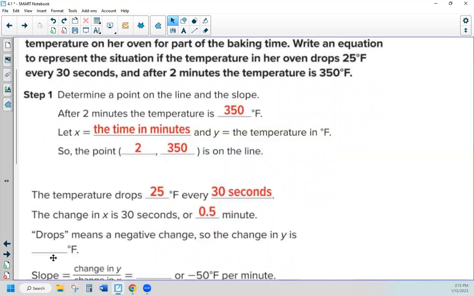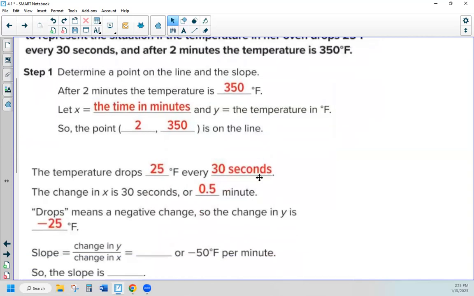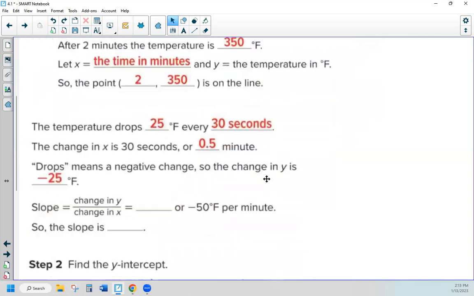Now, another thing that's very important, drops means negative change. So the change in y, my temperature, has to be negative 25. One more time, what is the rate of change? Remember the formula of slope was y2 minus y1 divided by x2 minus x1. That's called change, or the difference of the numbers when you subtract them. But we already know the change, so we don't have to subtract numbers. Those numbers are already given to us. The negative 25 is going to be representing our y's, and the 0.5 is going to be representing our x's.